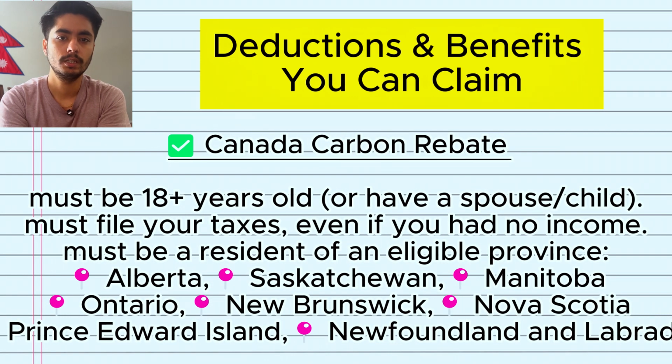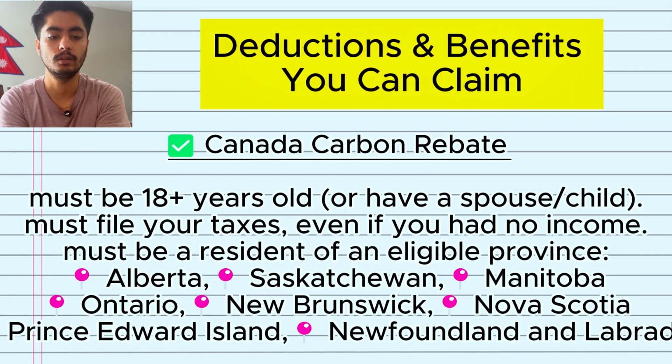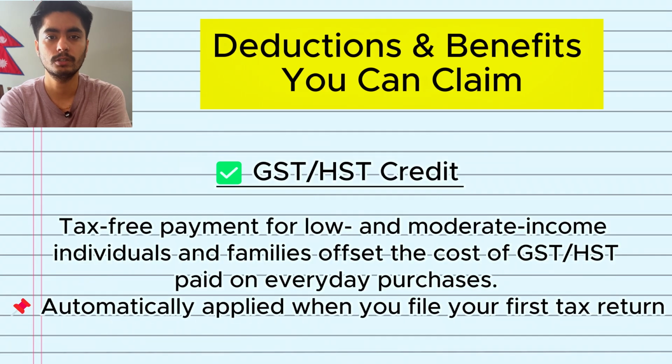Another benefit you can get is Canada Carbon Rebate, formerly known as Climate Action Incentive Payment. This is a quarterly tax-free payment for residents of provinces with a federal carbon tax like Ontario, Alberta, and Saskatchewan. This also automatically applies when you file your taxes. Another credit you don't want to miss out on is GST HST credit. This is also a quarterly tax-free payment to help with sales tax cost. This is also automatically applied when you file your tax for the first time.